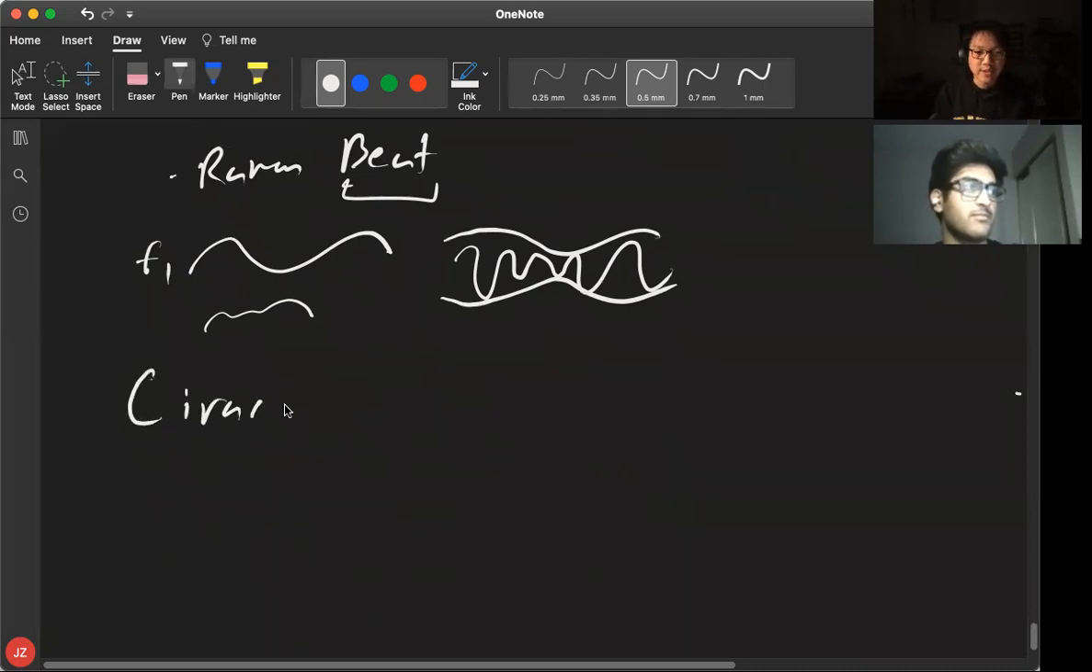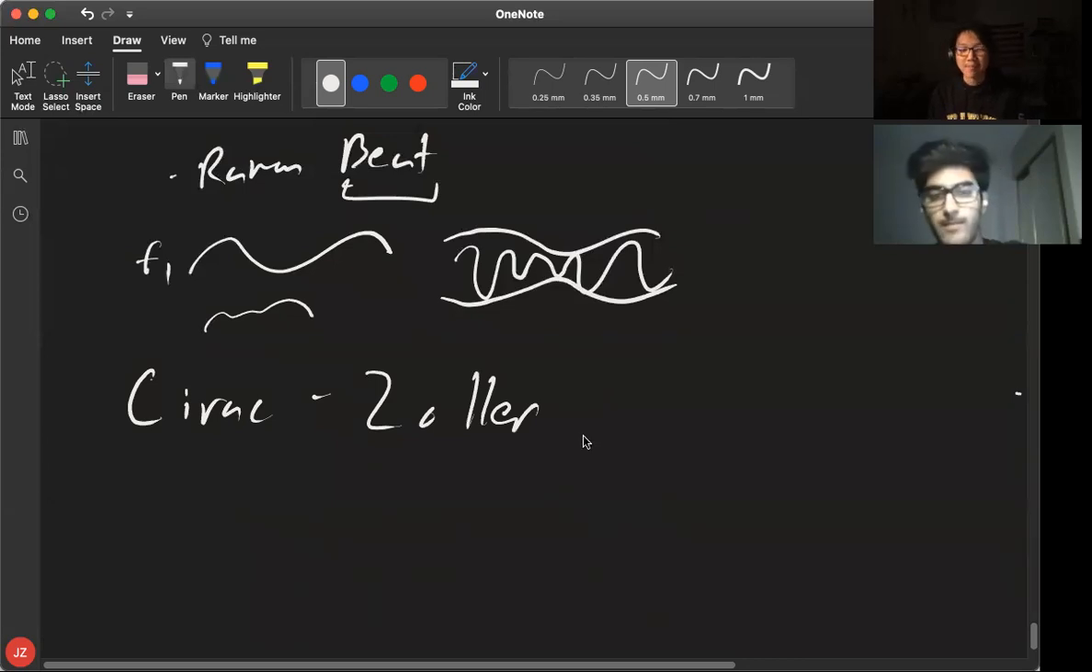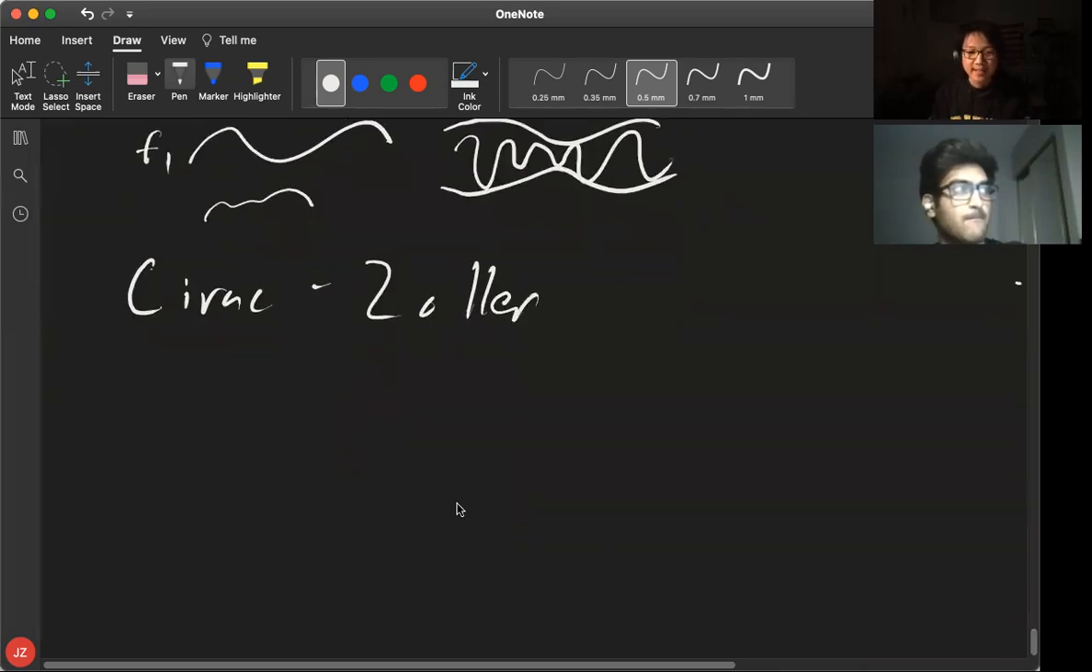And I want to bring your attention to the Cirac-Zoller gate. This was proposed in '95 by the authors with the same last names that I am presenting here. And Cirac-Zoller is how you can get these 2 ions to play nice together.